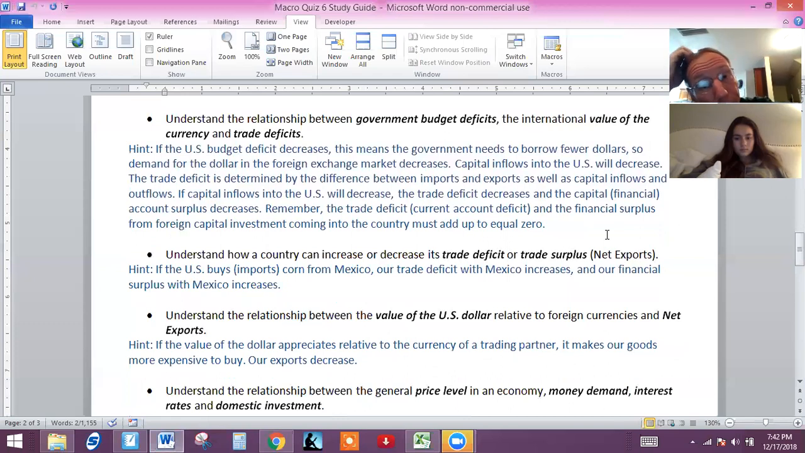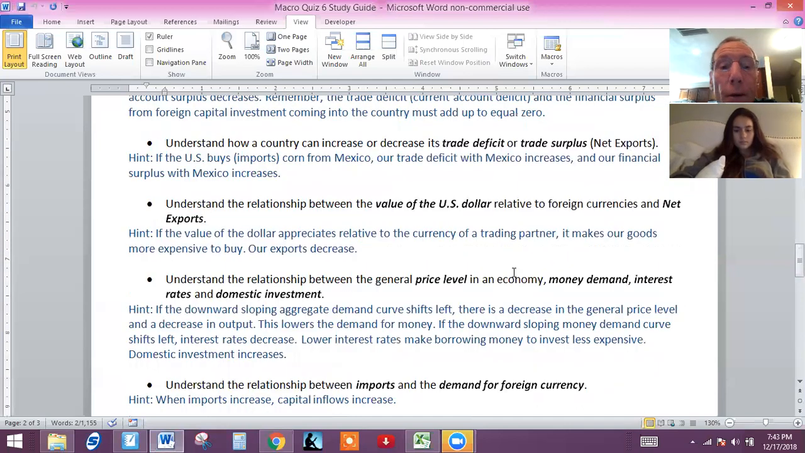Very important. Okay, and this is really simple here, because the trade deficit is a function of net exports, which is our exports minus our imports. If that's positive, we are exporting more than we're importing, so we're in a trade surplus. If it's negative, we're importing more than we're exporting, and that's a trade deficit. That's easy.